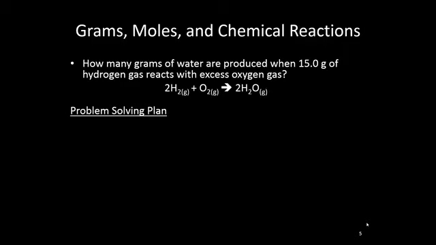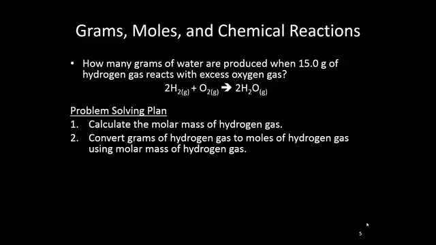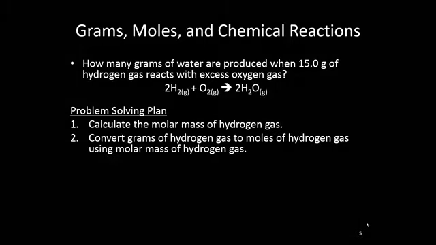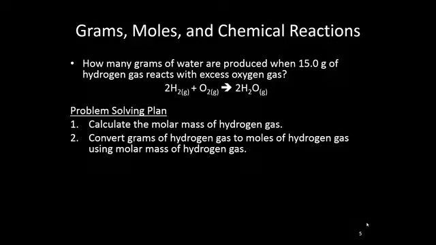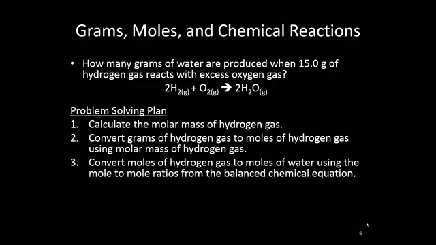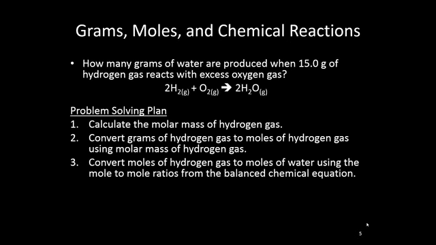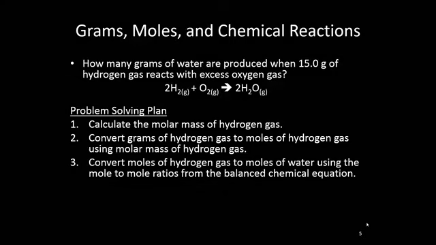The balanced equation for the reaction is that 2 moles of hydrogen gas must react with 1 mole of oxygen gas to produce 2 moles of water. The plan for solving this problem involves several steps. Number 1, we must calculate the molar mass of hydrogen gas. Number 2, we must convert grams of hydrogen to moles of hydrogen utilizing the molar mass. Number 3, we must convert moles of hydrogen gas to moles of water using that mole-to-mole ratio from the balanced equation. This is the new step in this process.